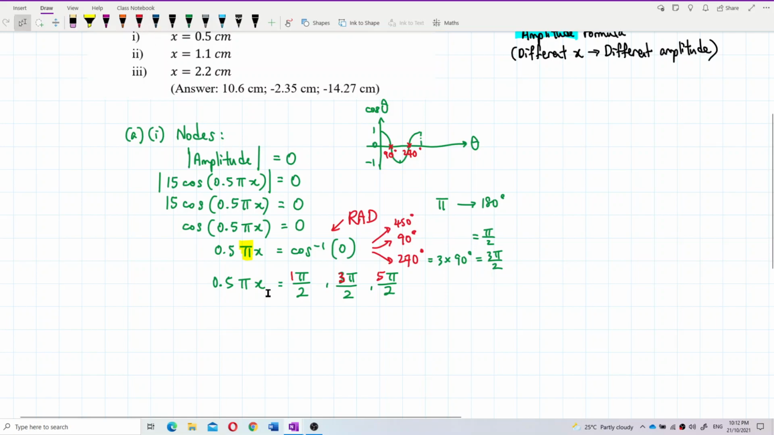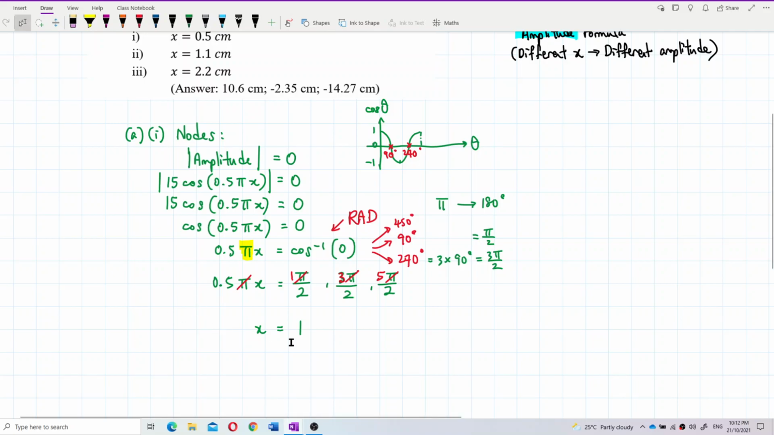We can find the x. So we can cancel the pi, divide by pi, and then find the x. What is the x value? 1 over 2 divided by 0.5. You get x equal to 1.